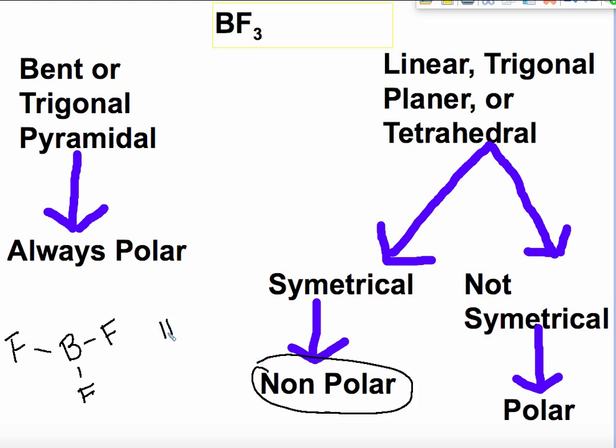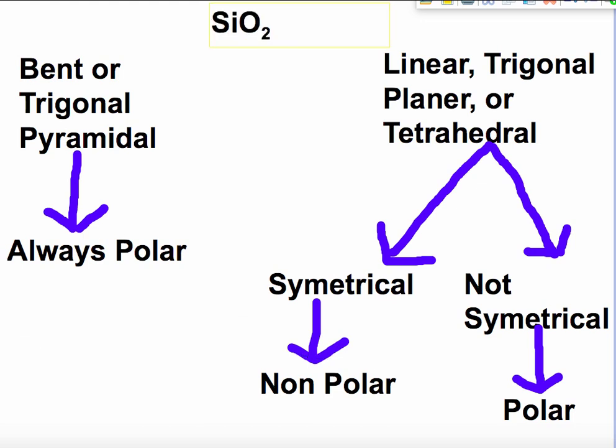So let's just review something from the last one. The last slide was this right here. They're both trigonal planar, but this one, all 3 things are the same. It's symmetrical. It's nonpolar. This one, all 3 things were not the same, so it's not symmetrical, so it's polar. That's how you can tell trigonal planars apart, or tell whether they're polar or nonpolar.